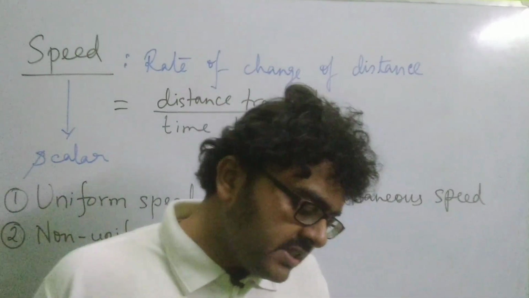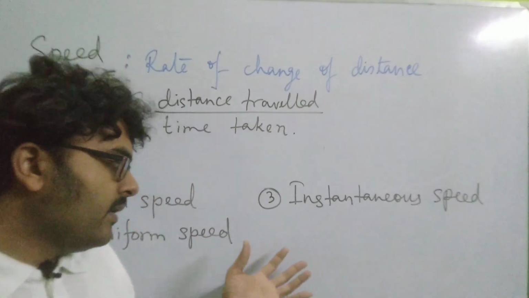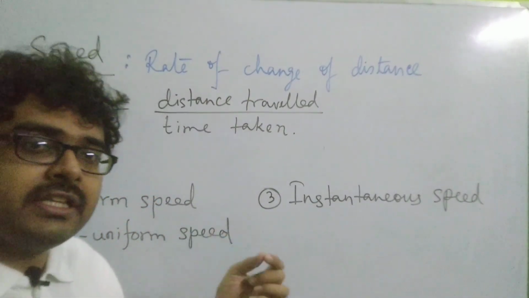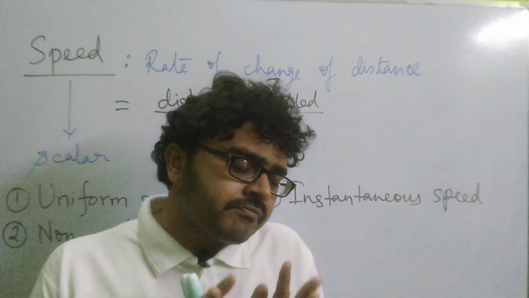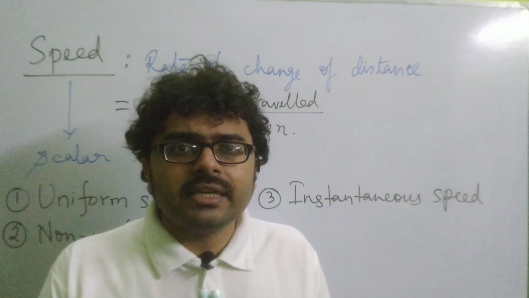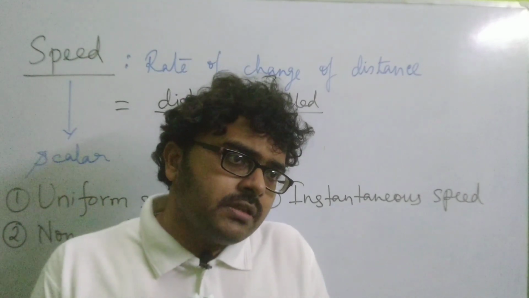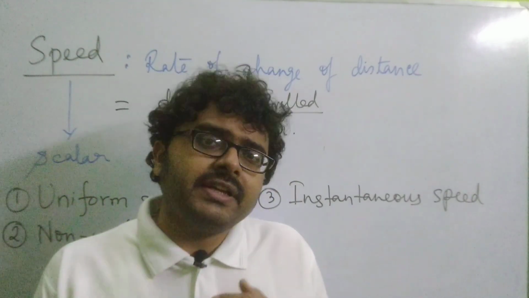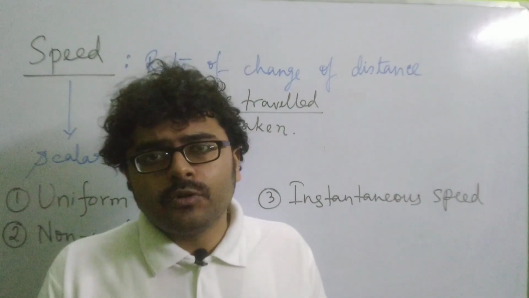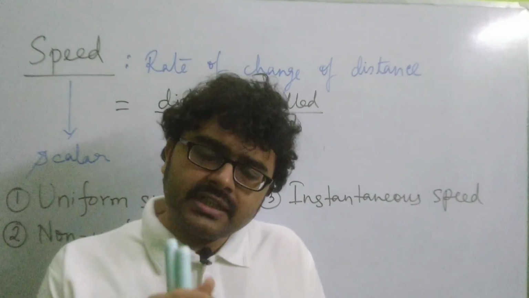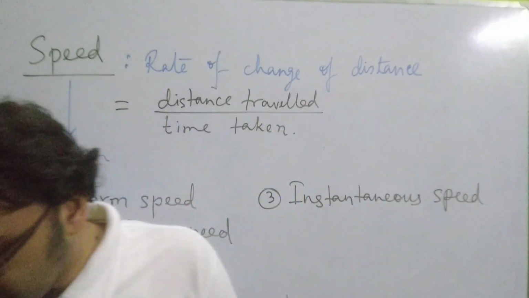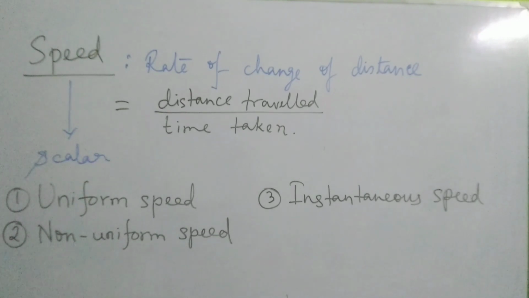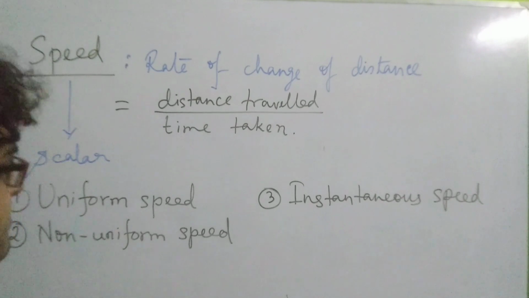So instantaneous speed can be said to be the distance covered by the body in a very short or very small time interval. Please note it down, that instantaneous speed can be defined as the distance traveled by the body in a very short span of time. At any instant, you are saying instantaneous speed. Okay, so these are the concepts of instantaneous speed. I think the concept is clear.